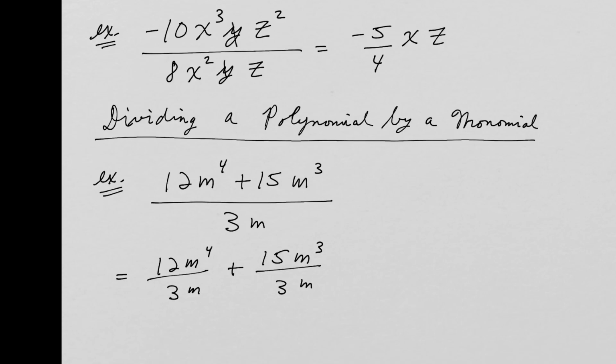And now look at this. I have exactly what I just did up above, right? I have a monomial divided by a monomial. So how do we handle that? Well, I do the coefficients first. 12 divided by 3 is 4. M to the 4th divided by m. Remember, m means m to the 1. So it's 4 minus 1, so it would be m cubed. And then plus 15 divided by 3 is just 5. And then m cubed over m is m squared, right? 3 minus 1 is 2. And that would be my answer.